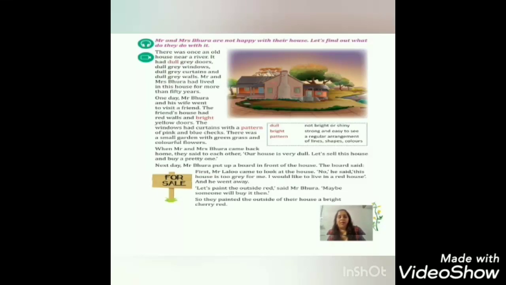So they painted the outside of their house a bright cherry red. Miss Pillu came to look at the house. "I like a house with yellow doors and windows and pretty curtains," she said, and Miss Pillu went away. On hearing this, Mr. Bura painted the doors and windows a bright sunny yellow. Mrs. Bura hung up new curtains with a pattern of orange and purple checks.